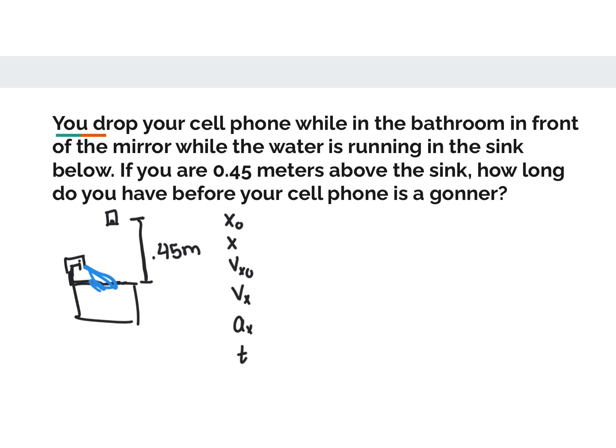Okay, if I'm going to do this one, I'm going to set up my variables. The only number I was told was that you're 0.45 meters above the sink. In my head, I would do 0.45 to 0 for my initial and final position. You could also do 0 to negative 0.45 because you fell down that many meters. You dropped your phone, you did not throw it, so its initial velocity is 0. And we dropped our phone on Earth where acceleration is negative 9.8 meters per second squared.